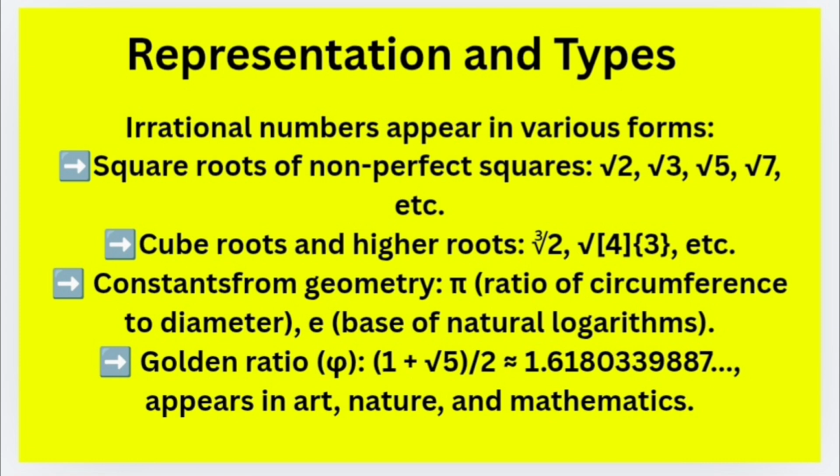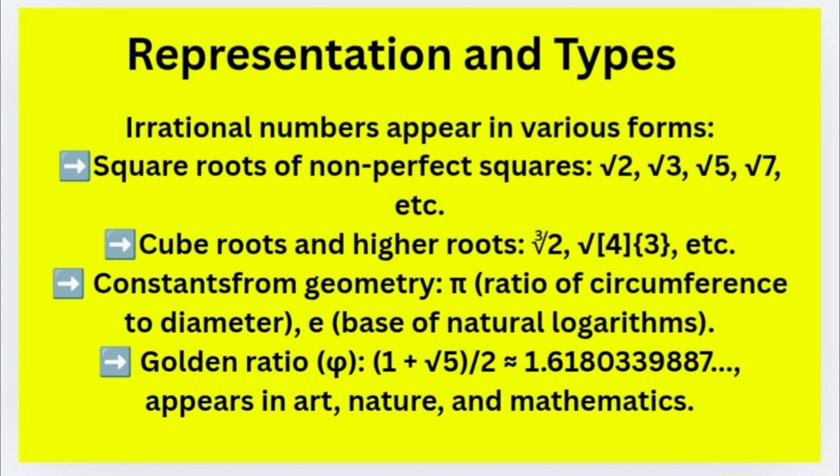Representation and types. Irrational numbers appear in various forms. Square roots of non-perfect squares, for example, the square root of 2, the square root of 3, the square root of 5, the square root of 7, etc. Cube roots and higher roots, the cube root of 2, the fourth root of 3, etc. Constants from geometry: pi, the ratio of circumference to diameter, and e, the base of natural logarithms.